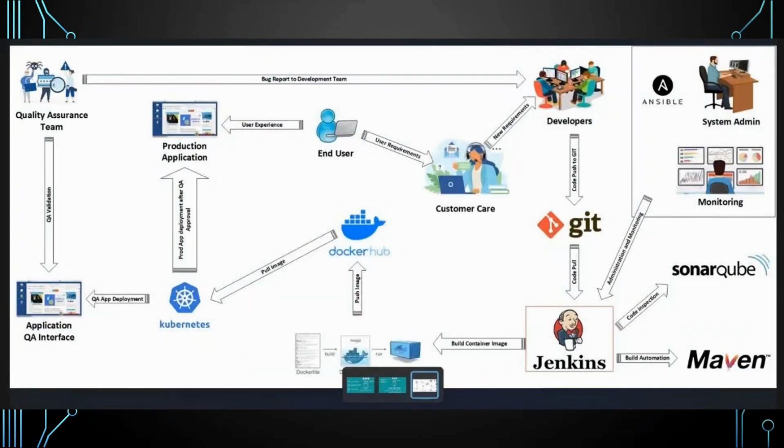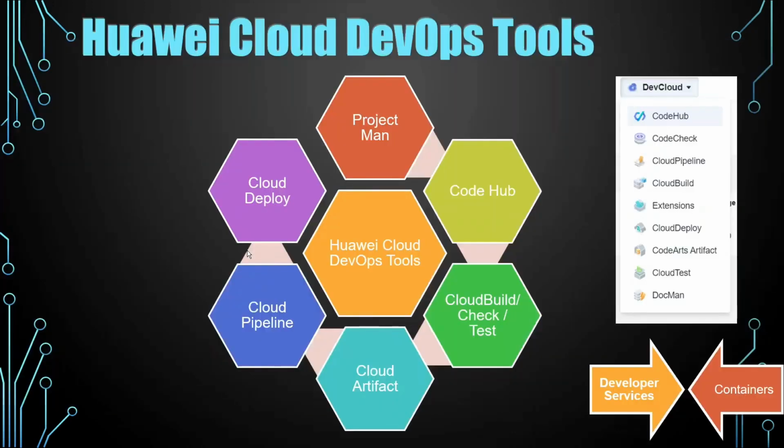Definitely, it depends upon the organization. SonarQube is widely used. And if my company or my organization is on the Huawei Cloud, then I'll be using CodeCheck. The CodeCheck has a set of rules which will analyze your code. But this process should be automatic, so I will be building a cloud pipeline. So good question.